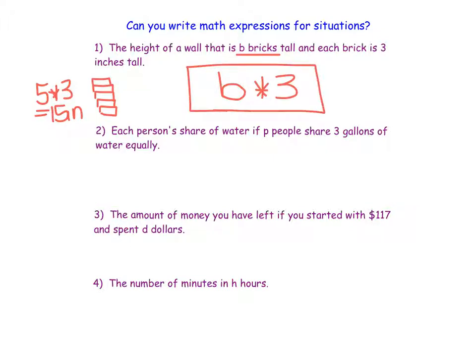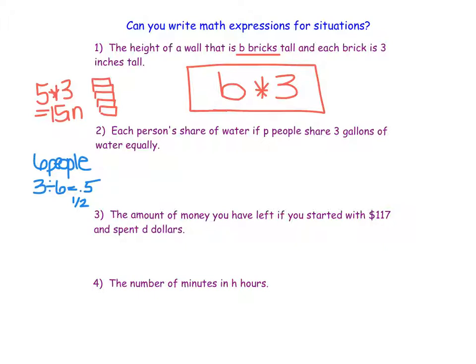Second problem here, it says each person's share of water if P people share 3 gallons of water. So again, I'm going to think about a real situation. Say I had 6 people. If I had 6 people and they had to share 3 gallons of water equally, I would take those 3 gallons of water, divide it by 6, and I would find that each person got 0.5 or half a gallon of water. So what this is telling me is that I need to utilize division to figure out exactly how much water everyone is going to get.